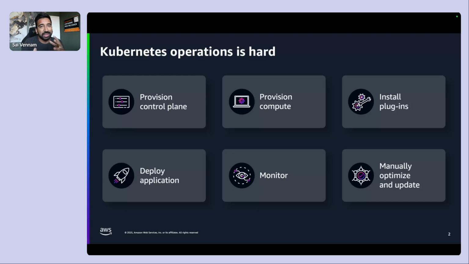Here's where Chainguard comes in. You have to actually build an application with its dependencies, those kind of things, and then monitor those applications and optimize them as you move forward. There's a lot when it goes into Kubernetes operations.